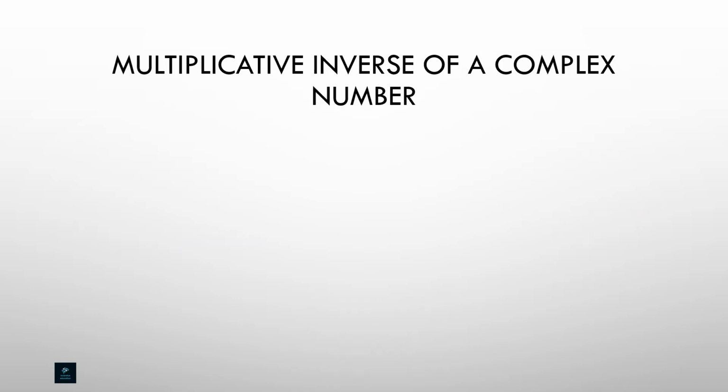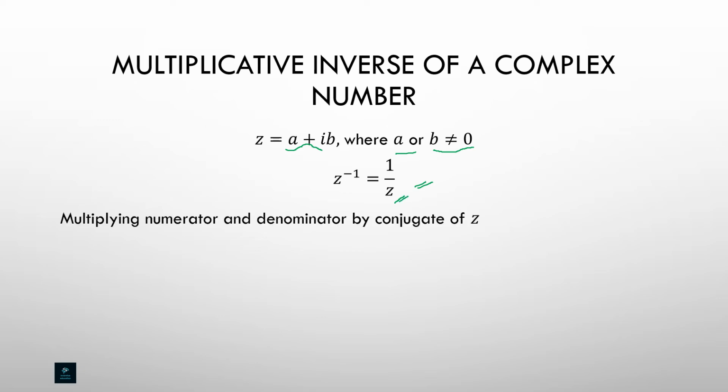Now we will find the multiplicative inverse of a complex number. Suppose that we have a complex number z equal to a plus ib, where at least one of a or b is non-zero. Then the inverse of z, z inverse, equals 1 by z. To obtain z inverse, we multiply numerator and denominator by the conjugate of z. Therefore, multiplying numerator and denominator by the conjugate of z gives z inverse as z bar, that is the conjugate of z, divided by z times z bar.